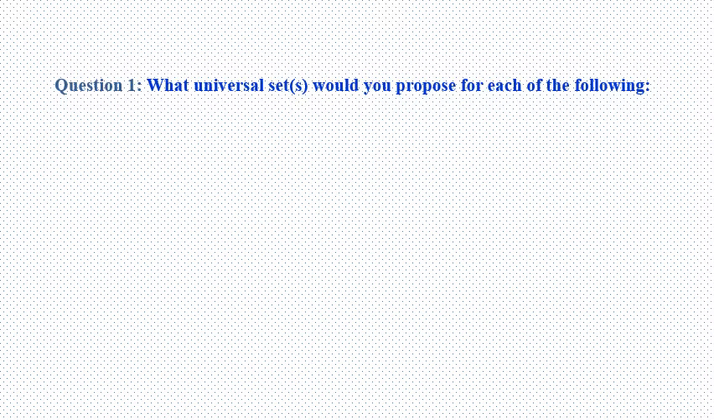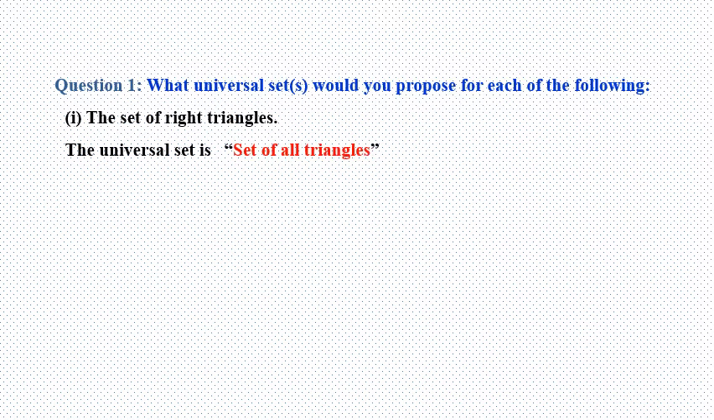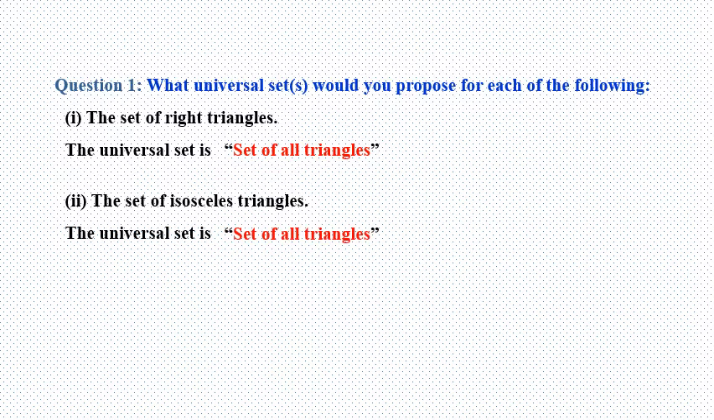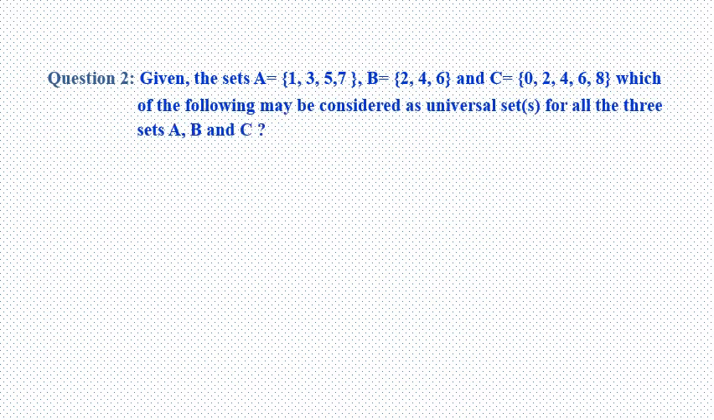What universal sets would you propose for each of the following? The set of right angles. The universal set is the set of all triangles here. Answer is the set of all triangles. Second question. The set of isosceles triangles. The universal set is again the set of all triangles. Yes. We go for the next question.